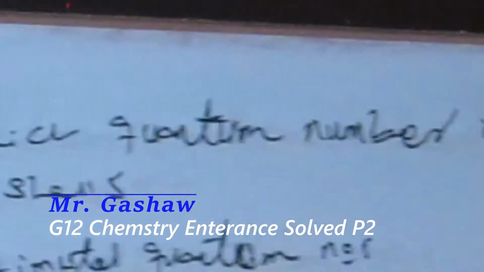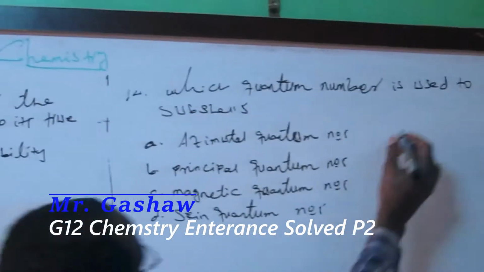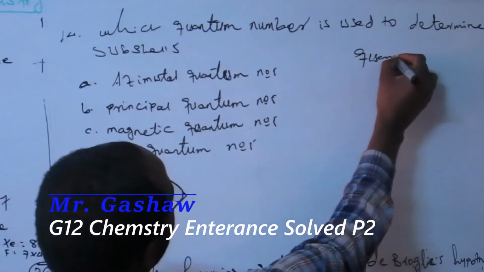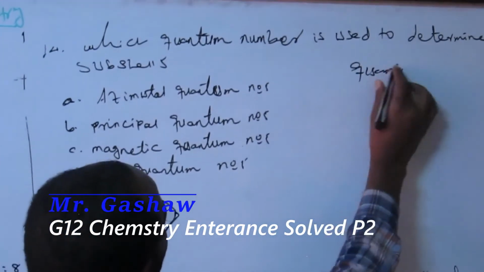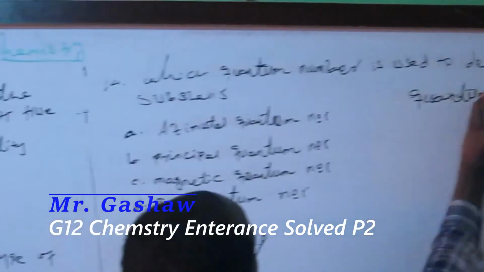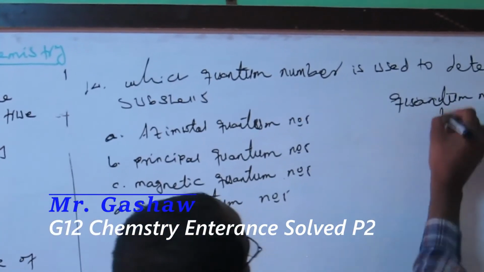The next one: which quantum number is used to determine subshells, it asks. As a first point, there are 4 quantum numbers. There are 4 quantum numbers.